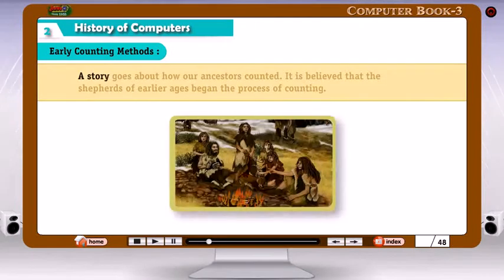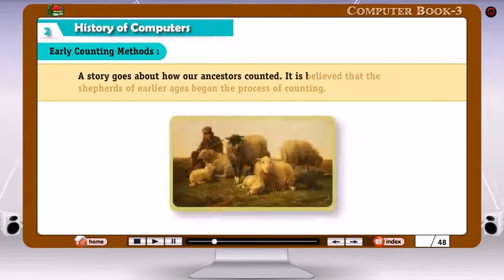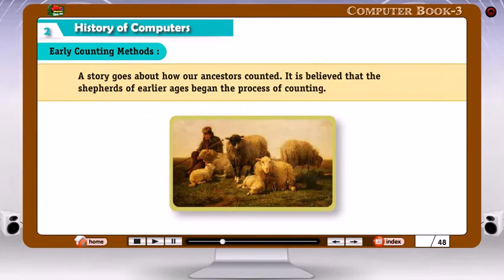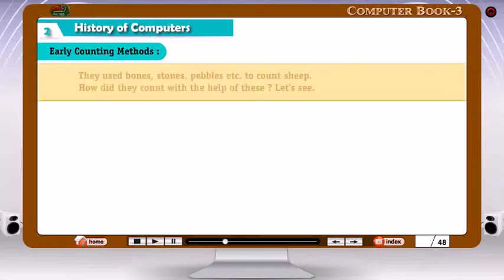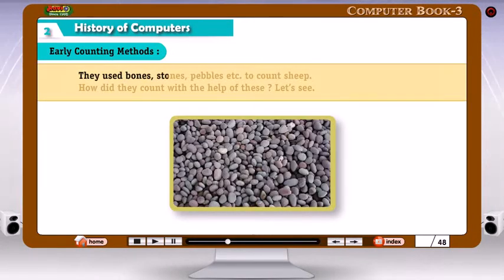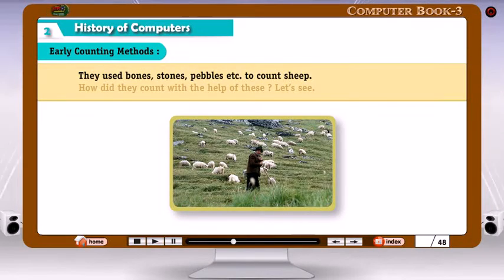A story goes about how our ancestors counted. It is believed that the shepherds of earlier ages began the process of counting. They used bones, stones, pebbles, etc. to count sheep. How did they count with the help of these? Let's see.